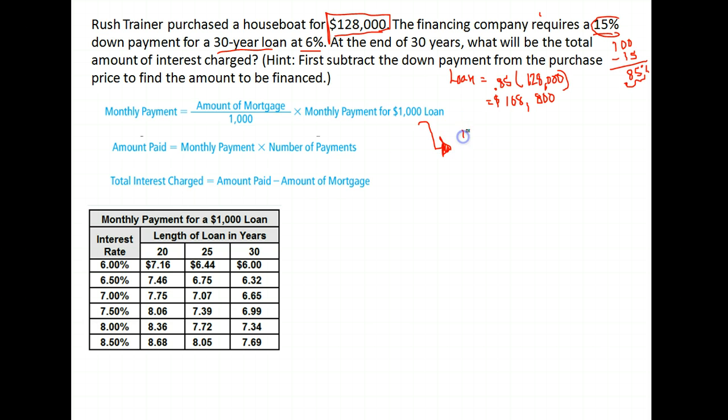So we're supposed to take the amount of the mortgage, so the amount he borrowed, $108,800, divide by 1,000. Again, that's because the number from the table is the amount per $1,000 of loan. We're supposed to multiply by the monthly payment for a $1,000 loan, which is our number from the table. We're looking for the amount for a 6% interest 30-year loan. So again, here is 30 years. These are the values for 30 years. At 6% interest, here's 6% interest. We want to know, where do those come together, the 30 years and 6% interest? Right here. So it's $6 for that amount.